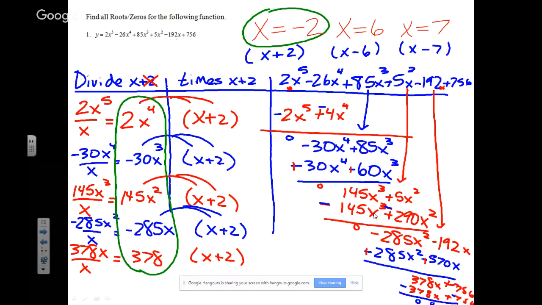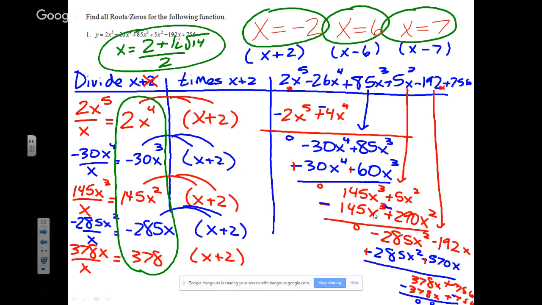X equals negative 2, x equals 6, x equals 7, x equals, I don't even have room on here to write it. X equals, help me out here, I don't know what I had on that one. 2 plus 1i square root of 14 all over 2. There's one answer. And then my last answer is x equals 2 minus 1i square root of 14 over 2.